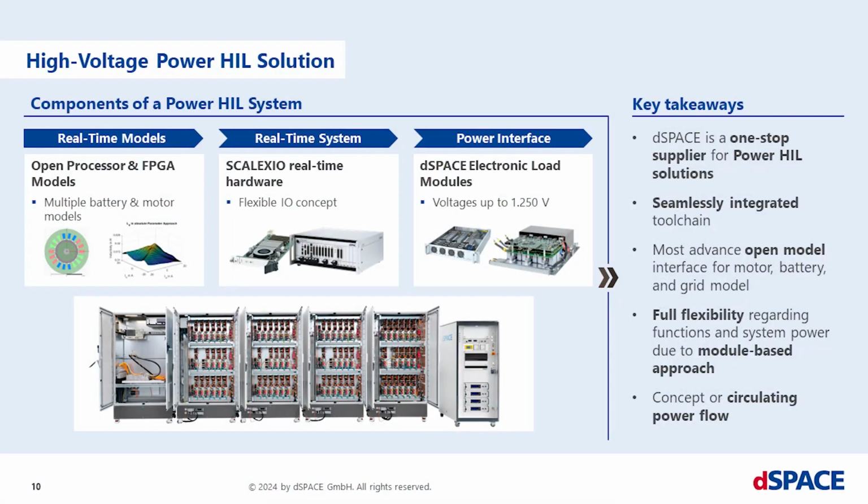Now the question is, what do we need for power hardware in the loop? Some of the components I already mentioned. The first component that we need are real-time models. We have to calculate the behavior of our environment in real time. For example, in the wind power plant, we need to calculate the behavior of the grid, and we have to calculate the behavior of our generator. And for that, dSPACE offers open processor and FPGA models.